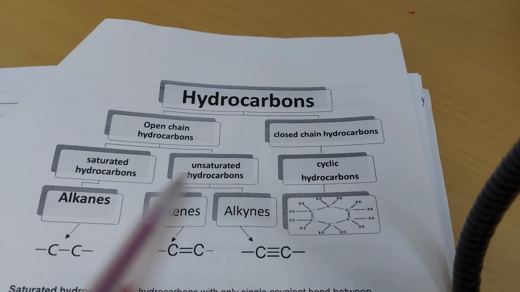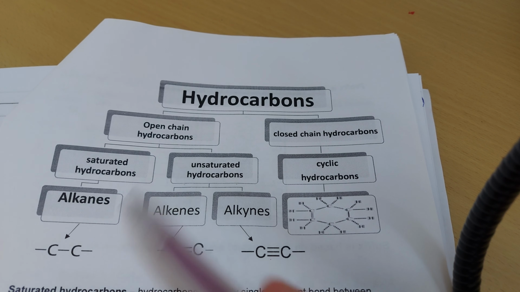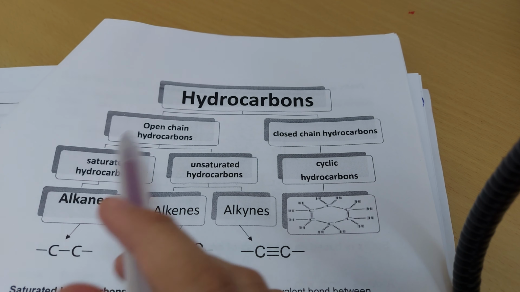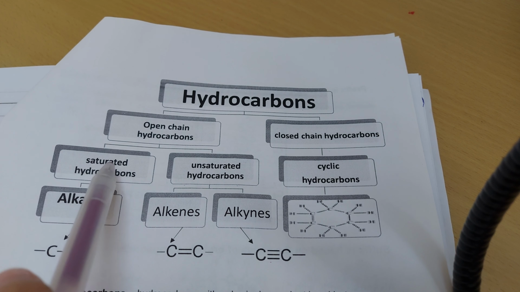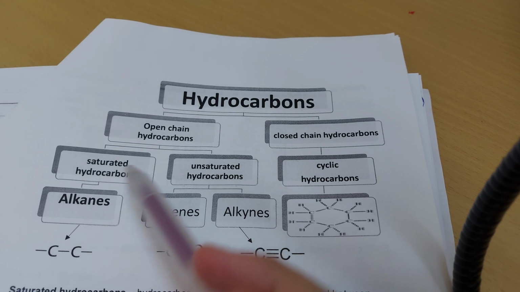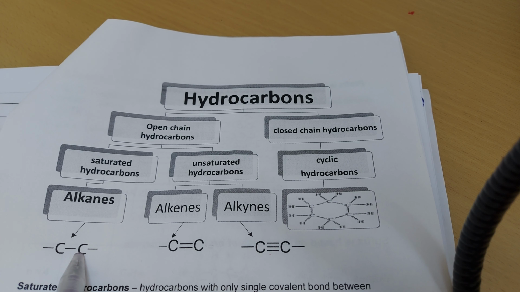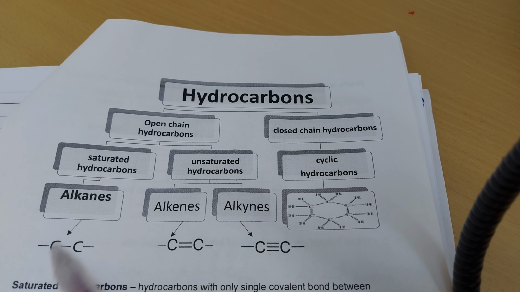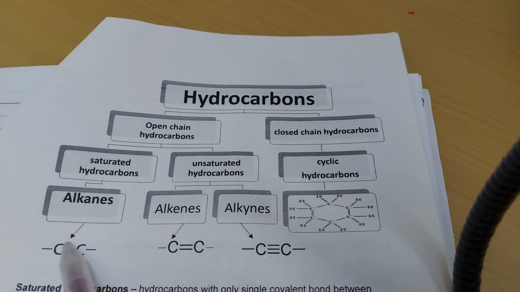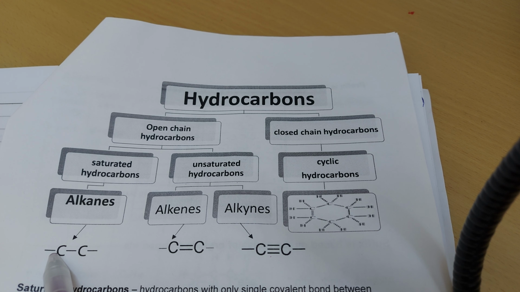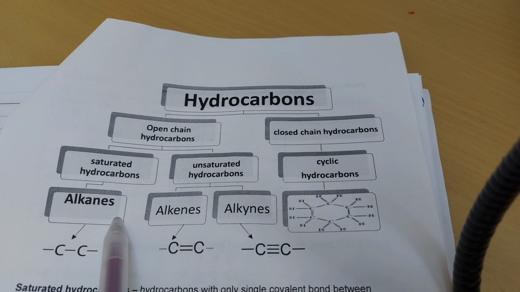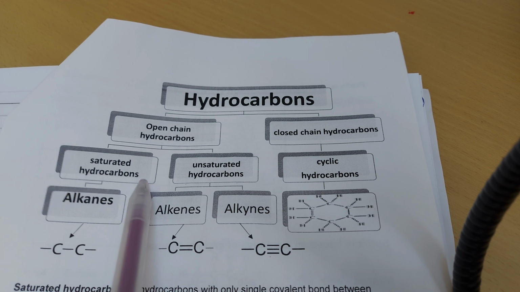Now we're going to be focusing more on open-chained, and open-chained hydrocarbons have two branches too. The first one is saturated hydrocarbons, and these are hydrocarbons that have a single covalent bond between carbon atoms. And what that basically means is that any hydrocarbon that contains a single covalent bond between the carbons, we call that hydrocarbon an alkane or a saturated hydrocarbon.